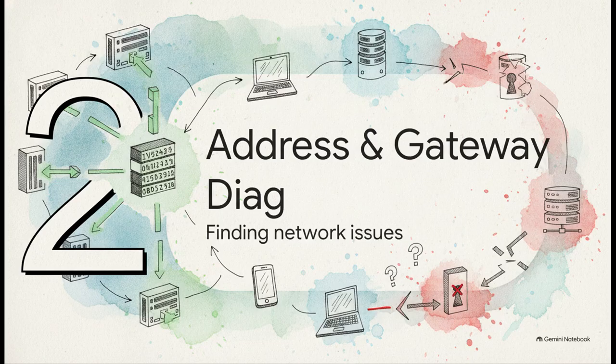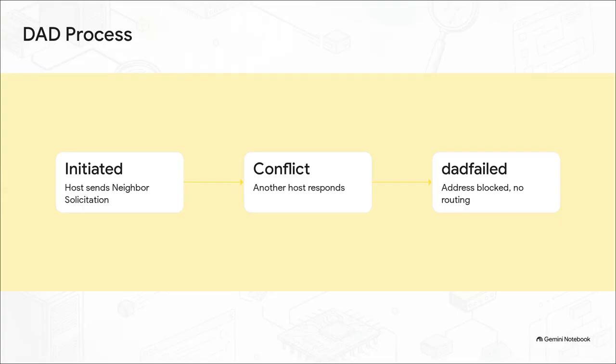Moving on to Section 2, Address and Gateway Diagnostics. Let's look at how devices actually get their network parameters safely. So when an IPv6 host boots up, it doesn't just blindly assume its address is safe to use. Instead, it kicks off this process called Duplicate Address Detection, or DAD, by sending out a neighbor solicitation.